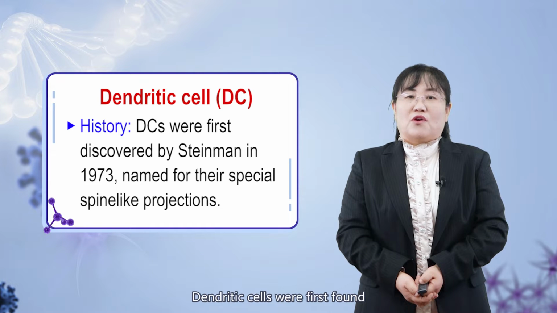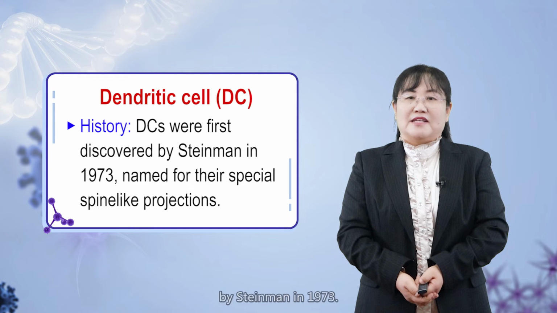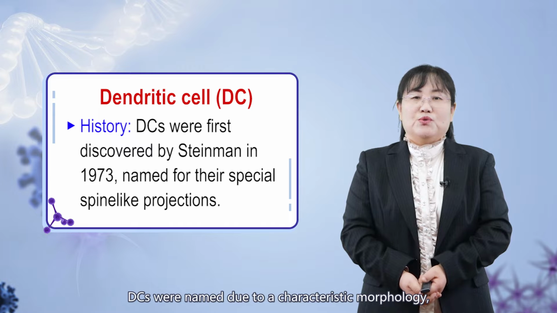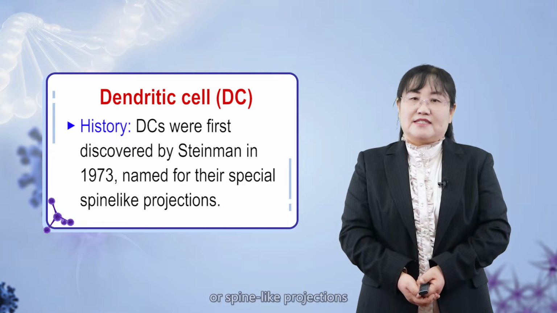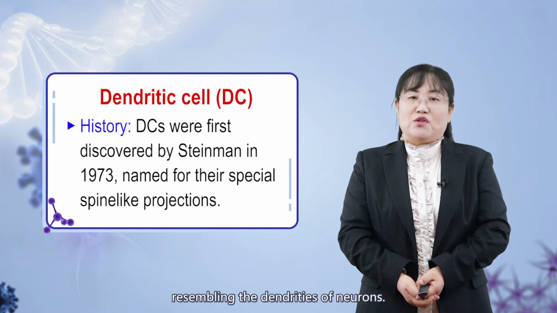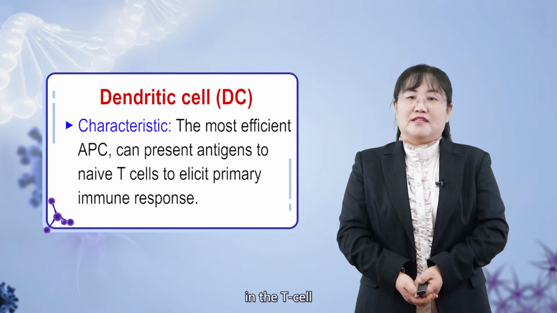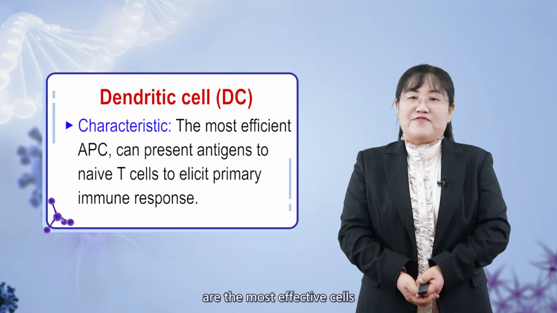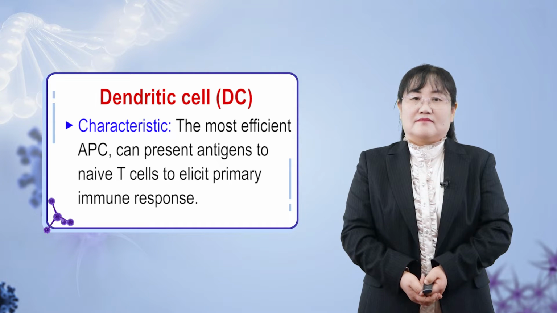Dendritic cells were first found as a population of cells in the mouse spleen by Steinman in 1973. DC were named due to a characteristic morphology with striking membranes or spine-like projections, resembling the dendrites of neurons. DC, which are found in abundance in the T-cell areas of lymph nodes and spleen, are the most effective cells for the initial activation of naive T cells.